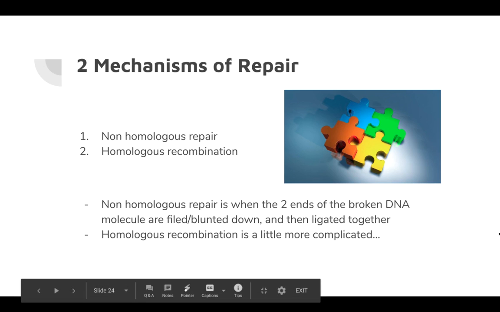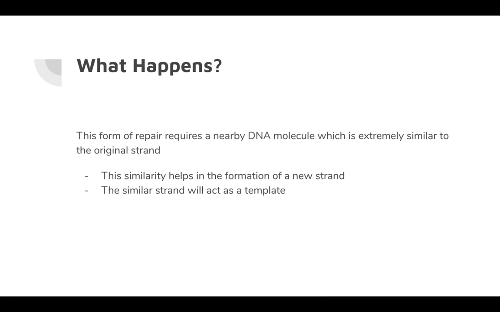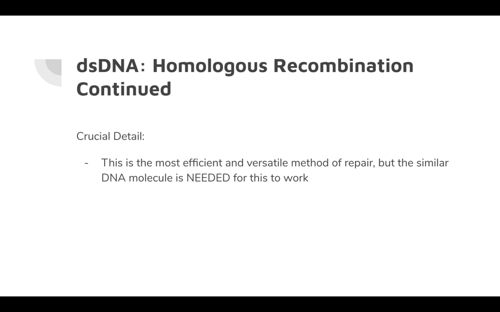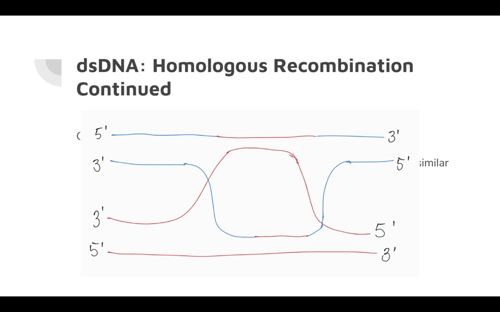Homologous recombination is a little bit more complicated, and I'll tell you why. For this to work, we need a nearby DNA molecule which is extremely similar to the original strand. This is going to help us make a template. The similar strand that we find nearby will act as a template, and this will help us form a new strand to kind of fix that break. Now, I'll say it again because it's crucial. We need the similar DNA molecule for this to work. Because if we don't have it, the whole thing will fall flat.